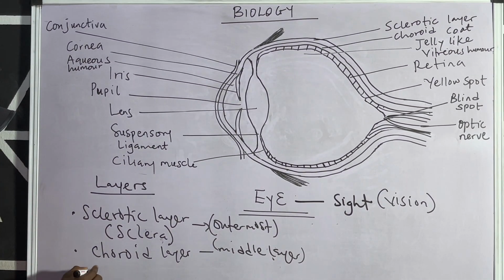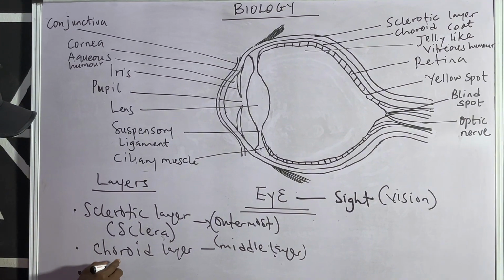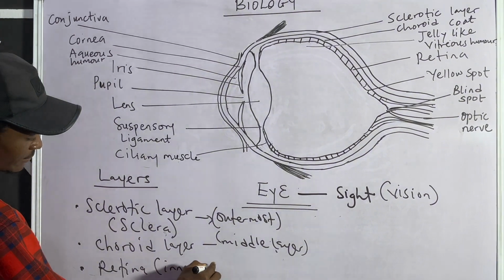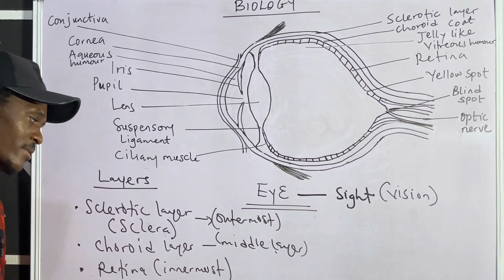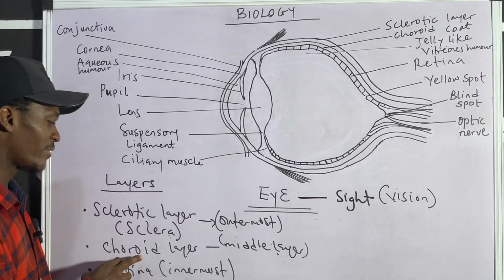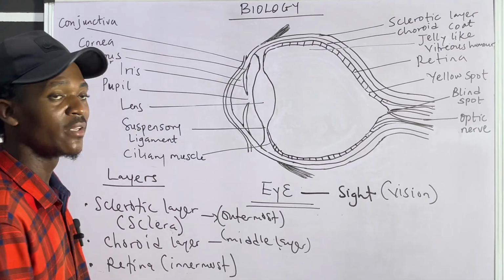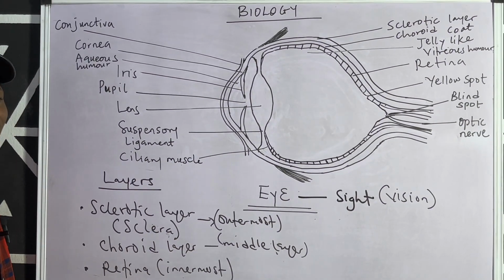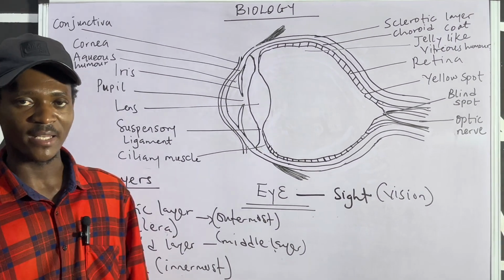And we have the retina. Retina is the innermost layer of the eyes. All right. So we have the sclerotic layer, or sclera for short. We have the choroid layer, and we have the retina. So looking at these layers of the eyes, they have their duties or their roles that they play.